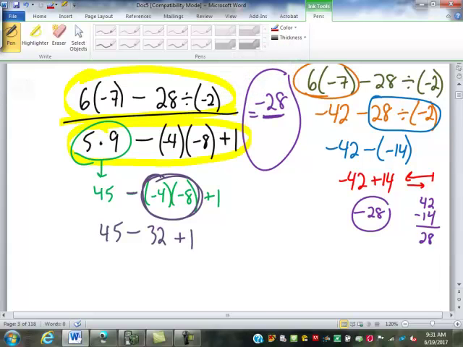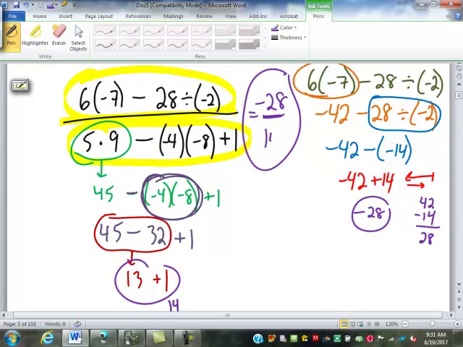Now what? Perfect. We're going to add and subtract left to right. 45 minus 32 is 13. And then 13 plus 1 is 14. So 14 is the bottom. So then what do we get here? Negative 28 divided by 14 is negative 2. Very good.